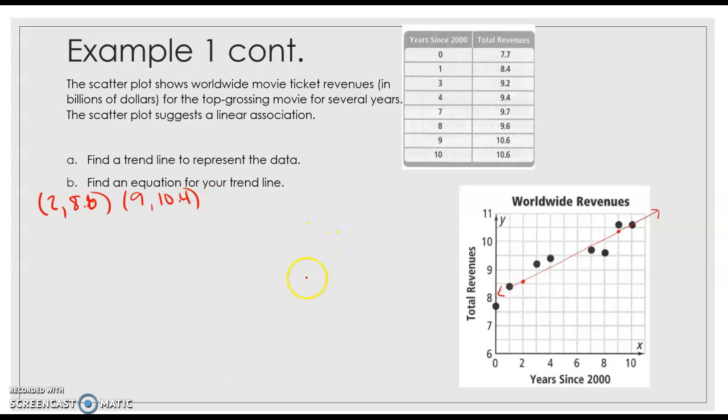All right, so again, those are estimations. The thing with lines of best fit is technically we can each get a slightly different answer.